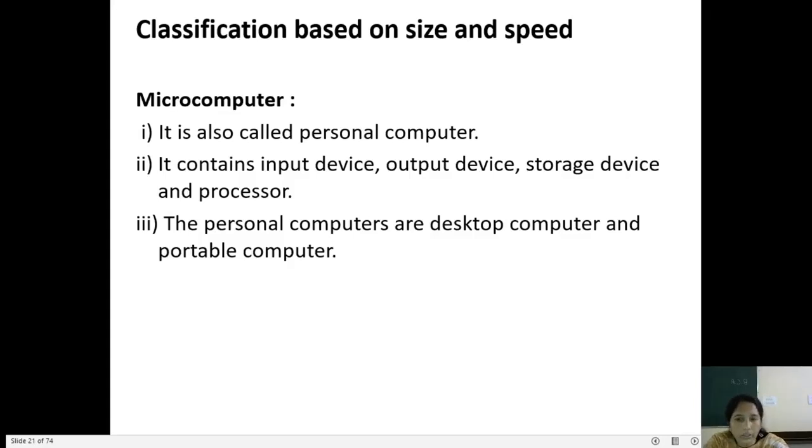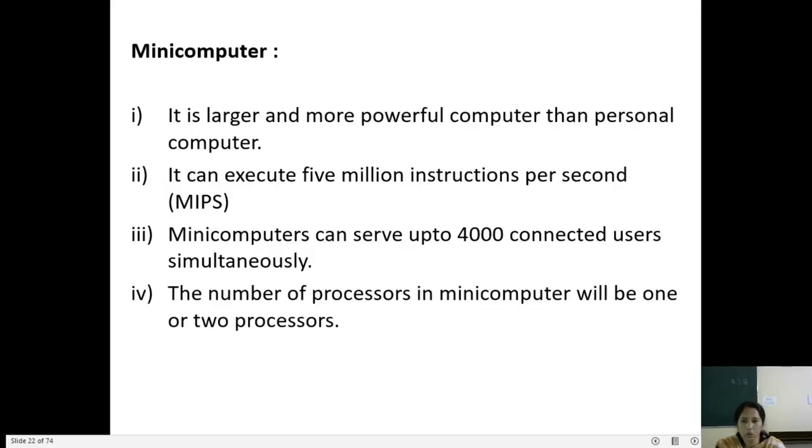The first concept is the microcomputer, which is generally nothing but our PCs, personal computers, which we are using. It contains all input, output, storage devices as well as the processor, and these personal computers are also called desktop computers or portable computers. Portable means, for example, a laptop or notebook. Even our mobiles now act like portable computers. Desktop computers are what we use in our colleges, schools, and homes.